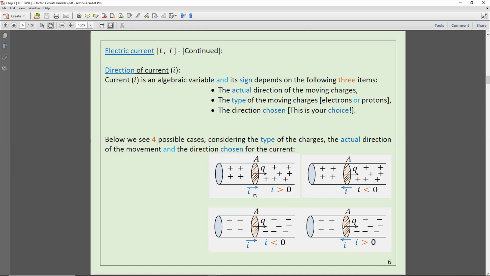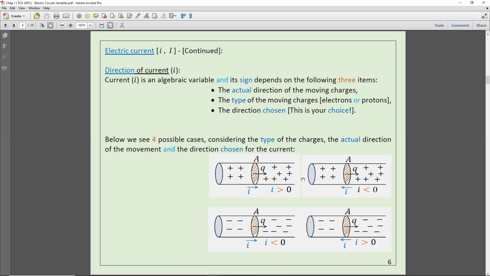And now I'm going to assume, this is my choice here, I'm going to assume the current is moving this way, okay? Because these positive charges and the direction I selected are similar, in this case the current is positive. However, if I select the current this way, and actually the positive charges are moving this way, when you do the calculation you will find that the current is negative. So when you find the current is negative, it means the direction you selected was not true. It has to be the other way. You understand what I'm saying?